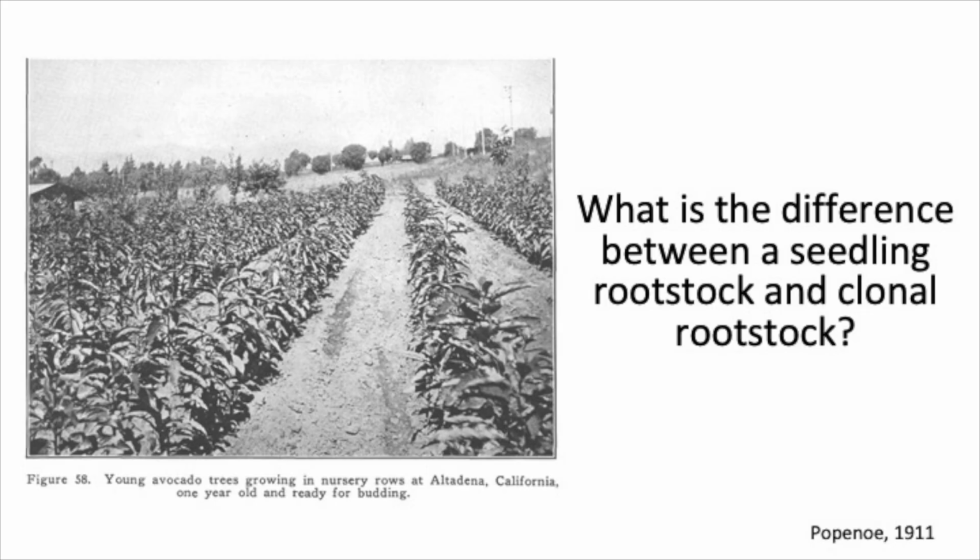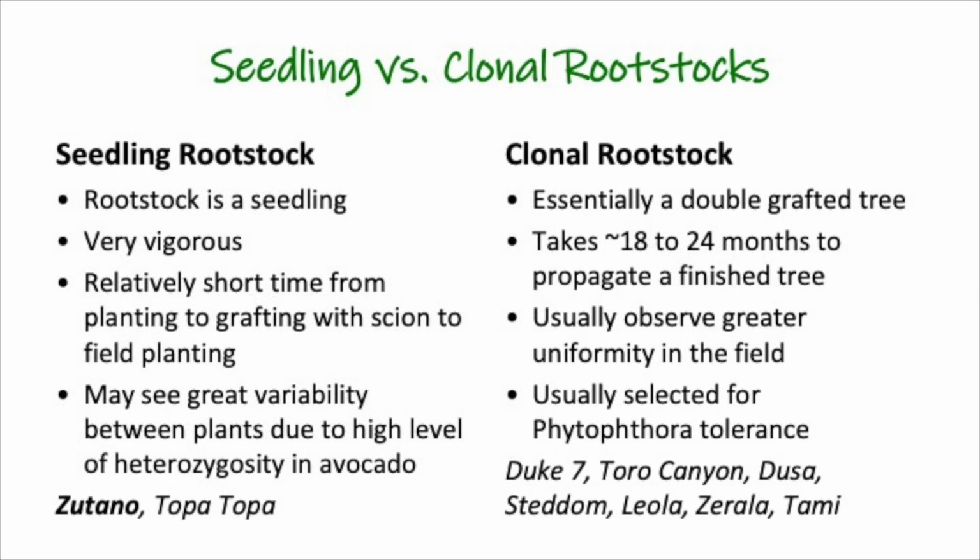So I was asked to talk about what is the difference between a seedling and a clonal rootstock. We've talked about clonal rootstocks here. Seedling rootstock is exactly what it sounds like. You plant a seed and you graft the scion variety on it, and you have a seedling rootstock tree. Those trees are usually very, very vigorous. It's a relatively short time from planting to grafting with the scion to the field planting.